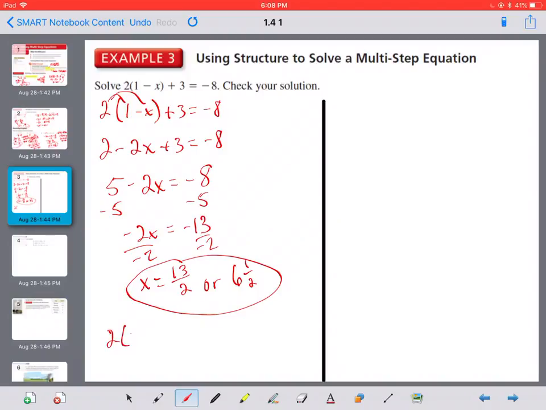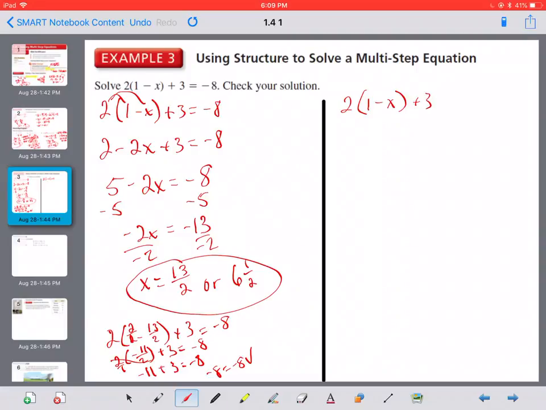Okay. We can plug it back in to check our solution. 2 times (1 minus 13 halves) plus 3 equals negative 8. 1 into halves becomes 2 over 2. 2 minus 13, that's 2 times a negative 11 over 2 plus 3 equals negative 8. Those reduce to 1 gives us negative 11 plus 3 equals negative 8. Negative 8 equals negative 8. Yeah, it checks out. So we do know that 13 halves is the answer.